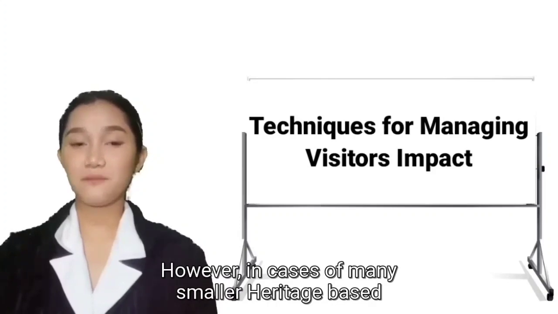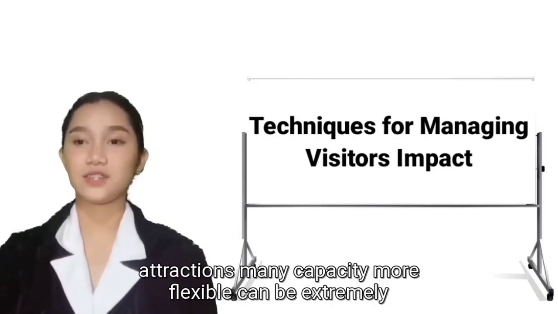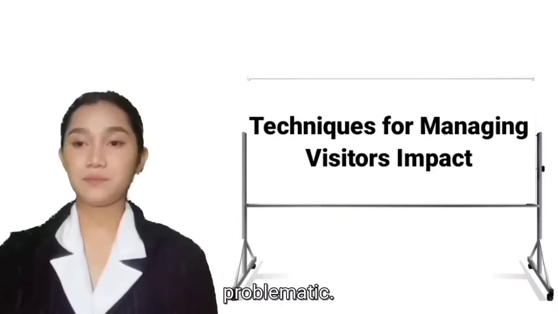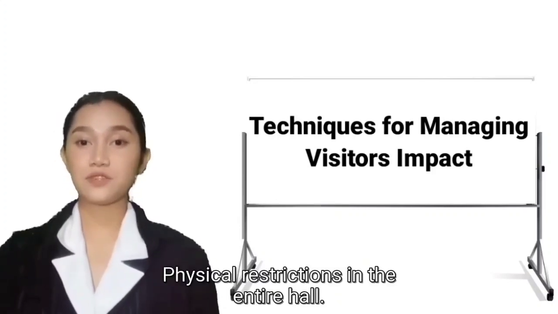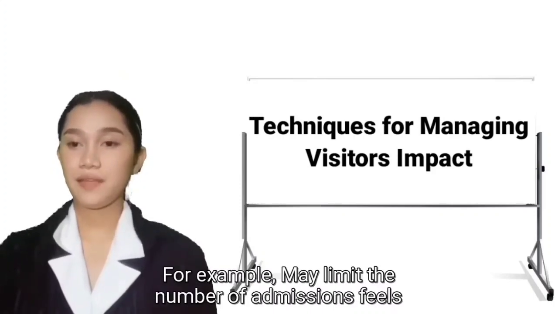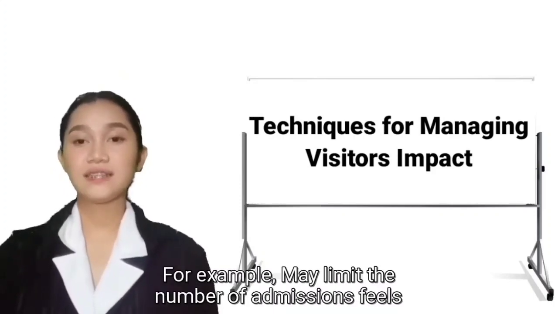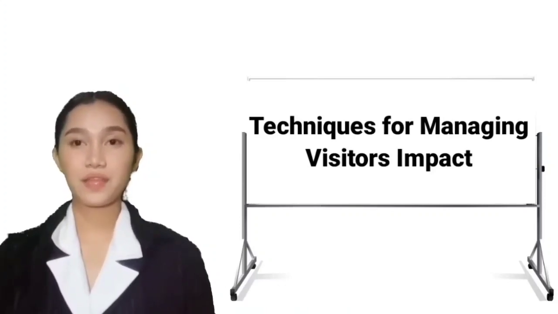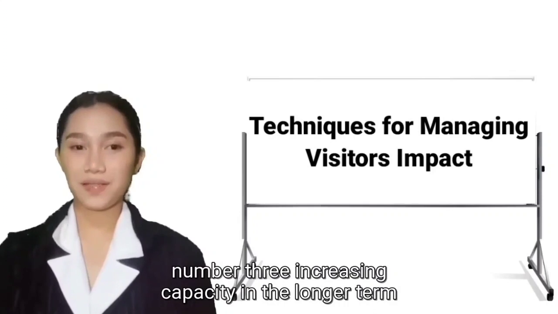However, in the case of many smaller heritage-based attractions, making capacity more flexible can be extremely problematic. Physical restrictions in the entrance hall, for example, may limit the number of admissions tills that it is possible to operate. Number 3, increasing capacity.